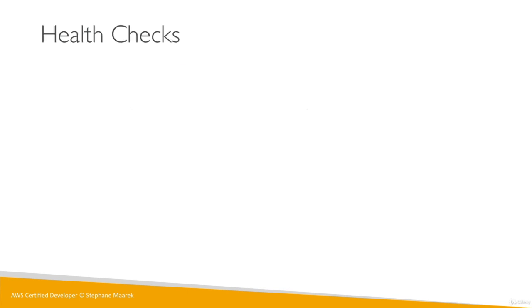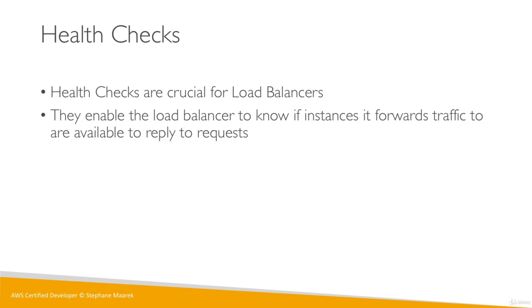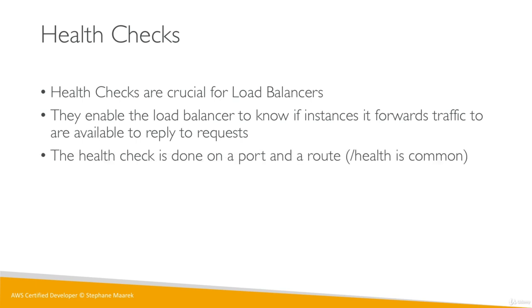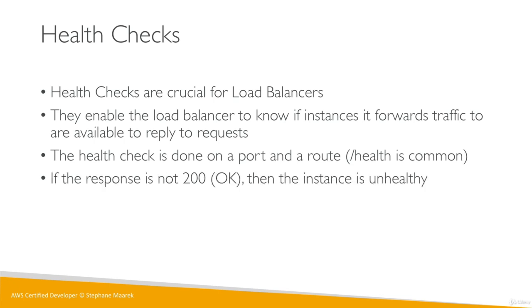So let's first talk about health checks. Health checks are really crucial for load balancers because they allow you to redirect the traffic to instances that are healthy. They will basically enable to know which available instances are to reply to requests. And basically the health check is super easy. You just give it a port and a route. For example, /health is very common. And if the instance says, yeah, I'm okay, 200, then the instance is healthy. Otherwise, if it's not 200, then the instance will be unhealthy.